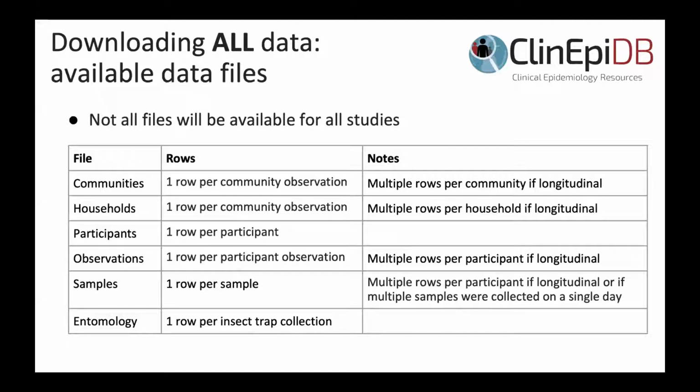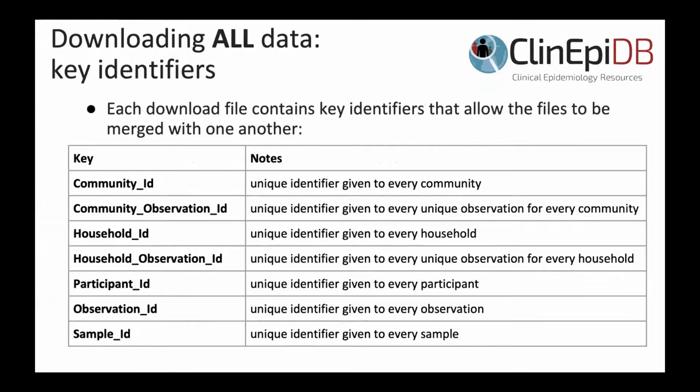So basically, for community level observations, you're going to have one row per observation. And so basically each one of these files creates the structure for you. Some files, if they're longitudinal, will have multiple rows per each observation. And as above, we have key identifiers that help you identify which are unique observations.